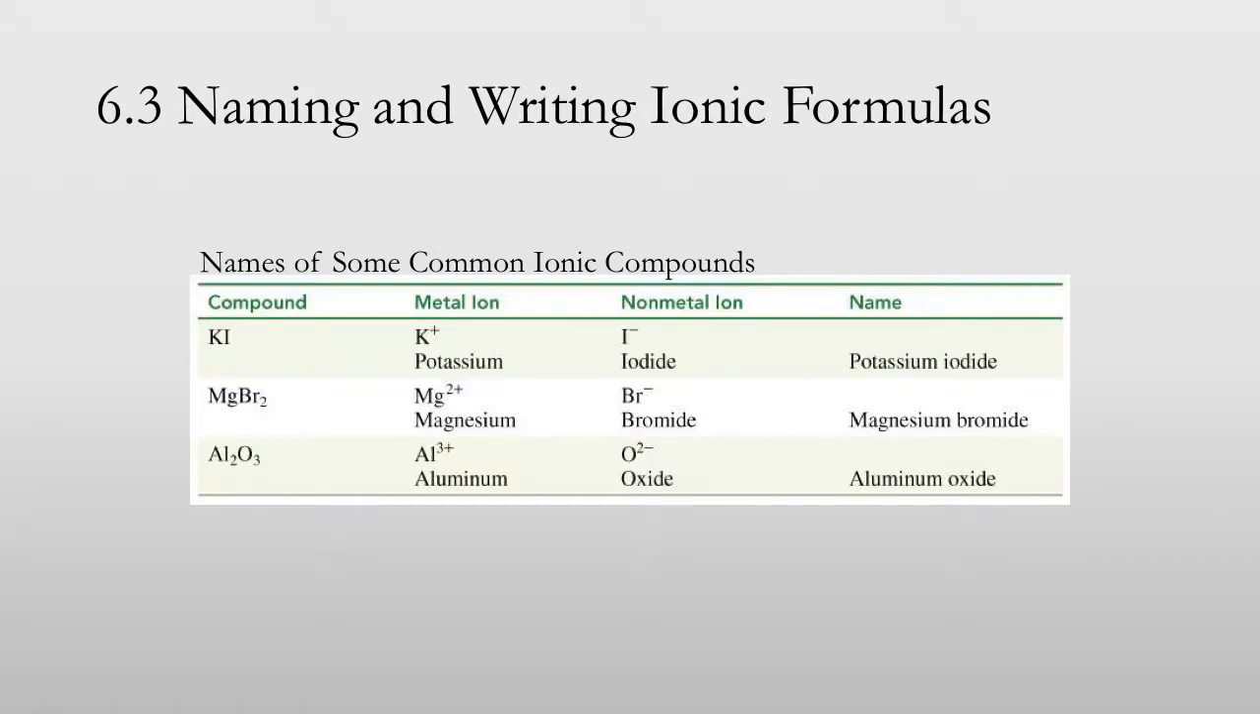You can see here, if I go retroactive, I take the 3 plus from the aluminum and I take the 2 minus from the oxygen. You get Al2 and then O3.